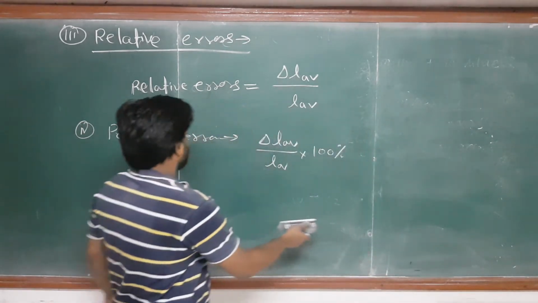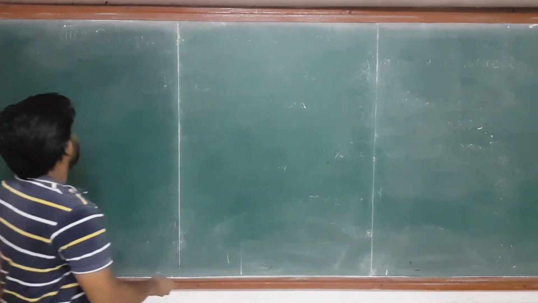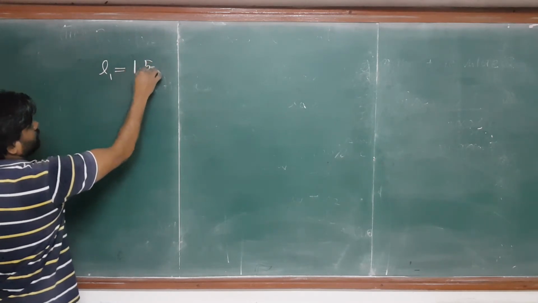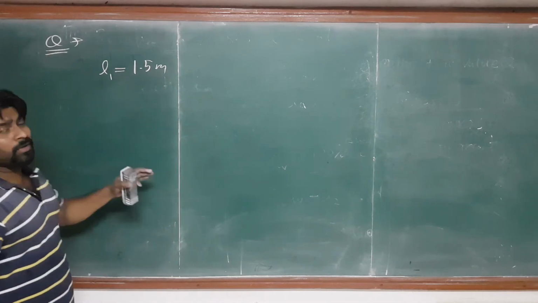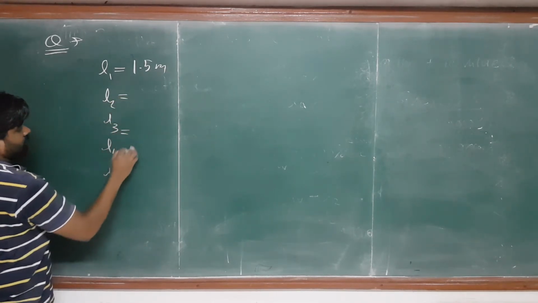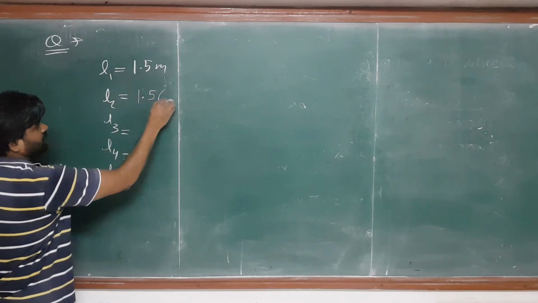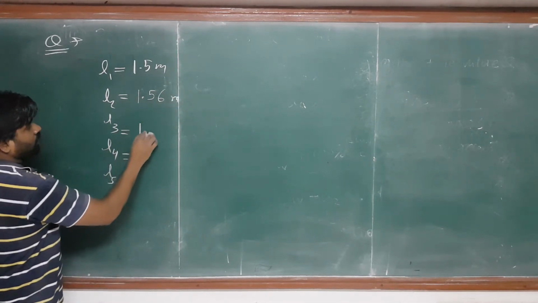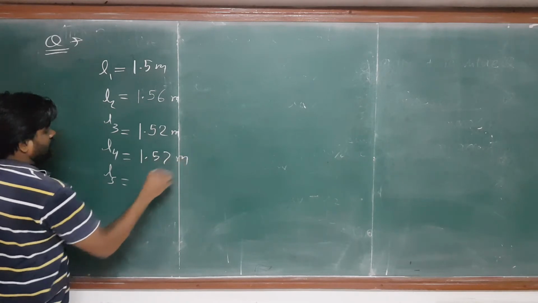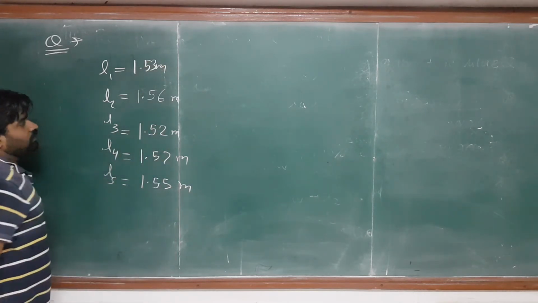So I am going to do an example to make you understand, right? Let's suppose I have measured one quantity, and during our measurement we got 5 values L1, L2, L3, L4 till L5. The length in the first process we got 1.5, in the second process we got 1.56, right? And in the third we got 1.52 meter. In the fourth process we got 1.57 meter. In L5 we got 1.55 meter. Okay, we can write here 1.53. So these are the 5 values.